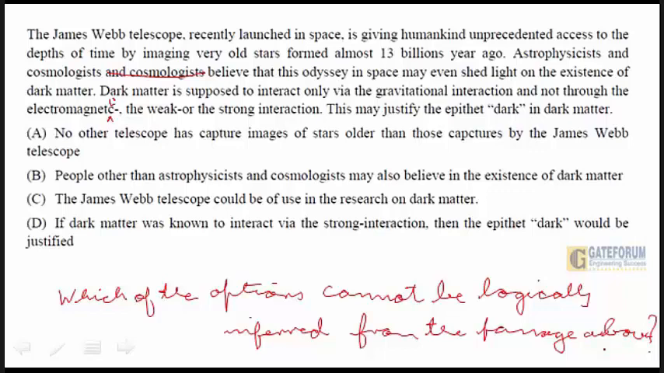Okay. See the meaning of the passage. The James Webb telescope is named after a person, James Webb, who manufactured that telescope. He's a very famous person, right? James Webb, recently launched in space, is giving humankind unprecedented access, means never before achieved access. Unprecedented means never before achieved access. I'm sure you know the meaning of access. Reach. Access means reach. To the depths of time.